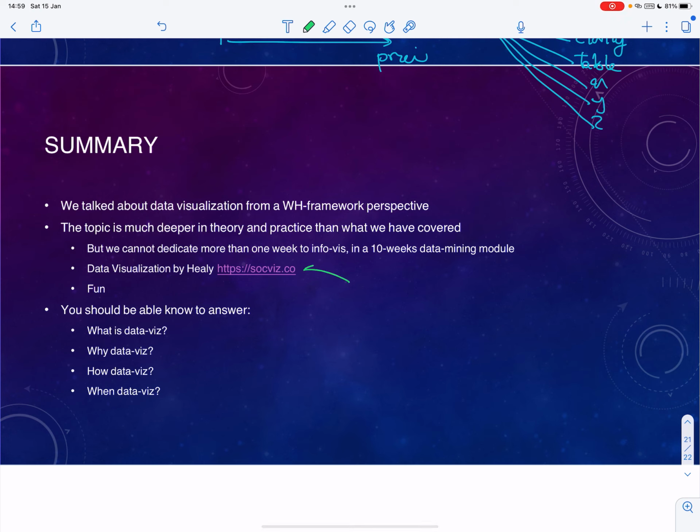One free book is available here. The other one is Fundamentals of Data Visualization by Wilke. You can search it, you will find it. This is another freely available book. I don't know why this slide is incomplete, but in general, if you search this term, you will find this book. If you are interested, you can go and read more and learn more about information visualization and data visualization.